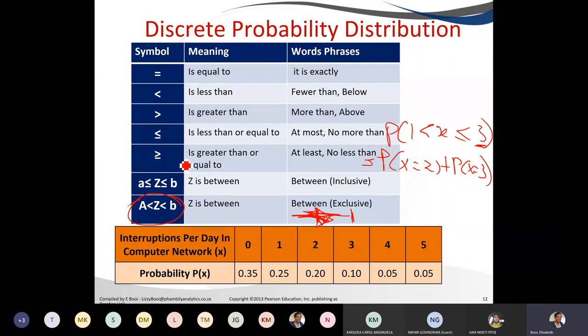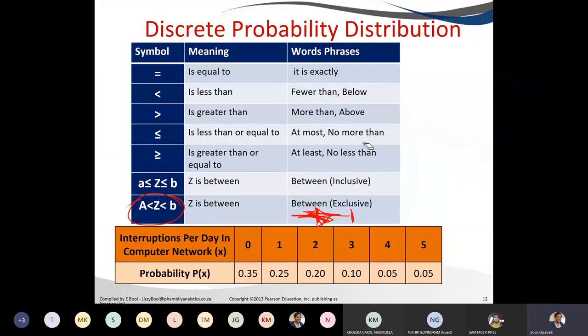So let's say now they ask you the probability that x lies between 0 and 3. So x is bigger than 0 and less than 3. It's bigger than 0 but does not include 0, so it's those ones. And it does not include 3, so it's only those two.